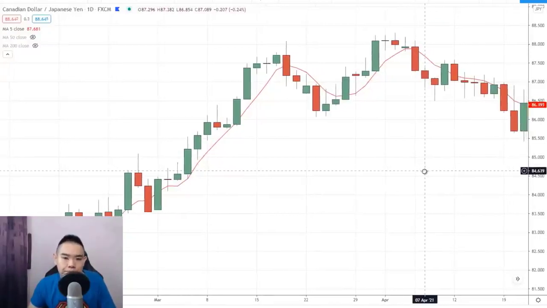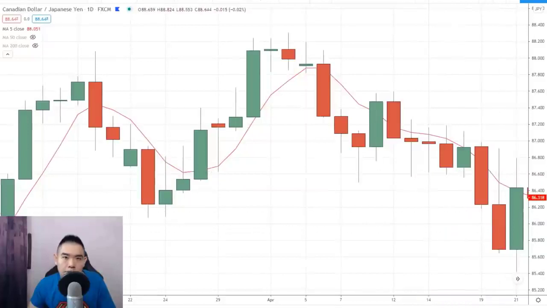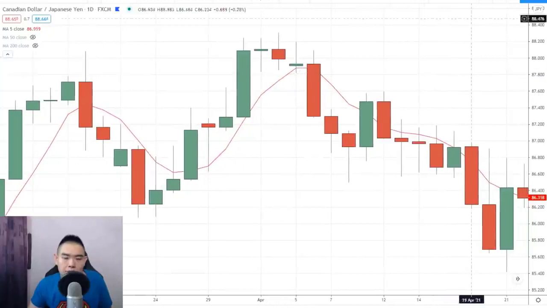You can see over here on this green candle, it has broken and closed above the 5-period moving average. This tells us that it's time to buy and enter on the next candle open, which can be on this candle here. So you can enter on the open of this candle. This is how the moving average break technique works.